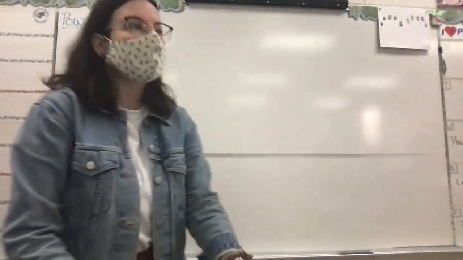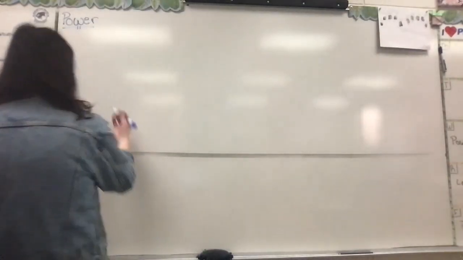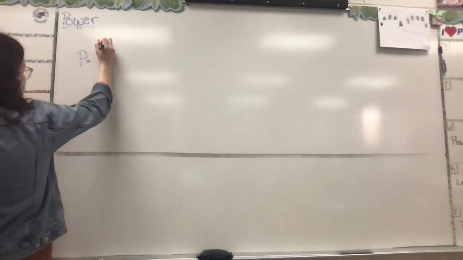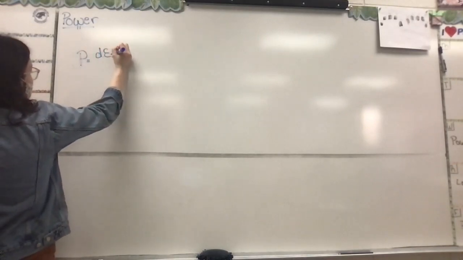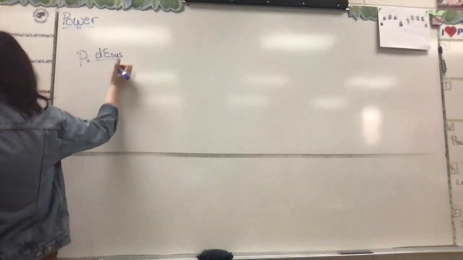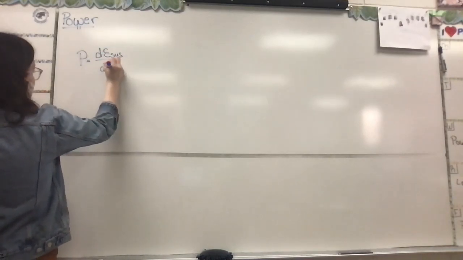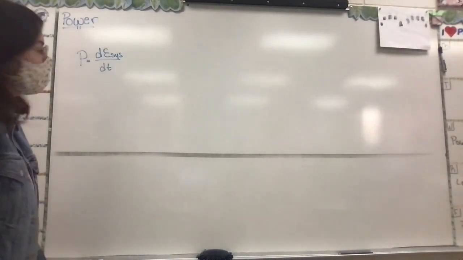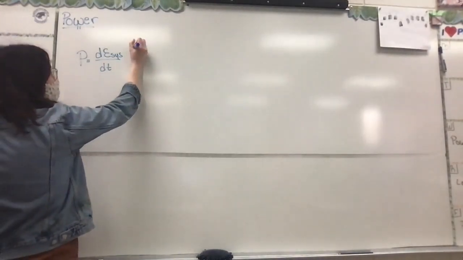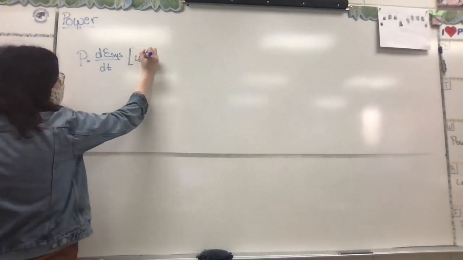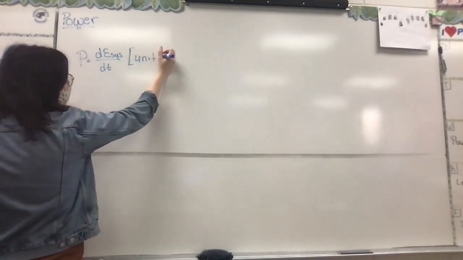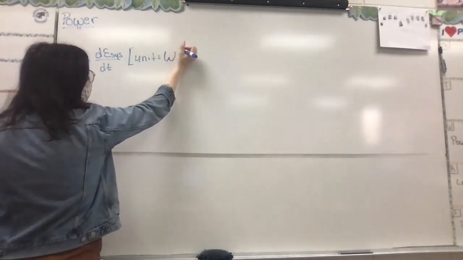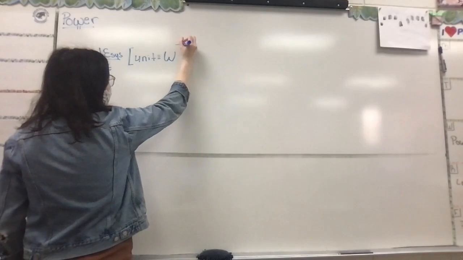So the first definition we're going to see of power is that power is equal to the derivative of the energy of the system with reference to time, okay? Does anybody know what the unit for power is? Joules. It's watts. Yeah, whoever said watts, good job. Okay, well, that's a funky W. It's watts, all right?